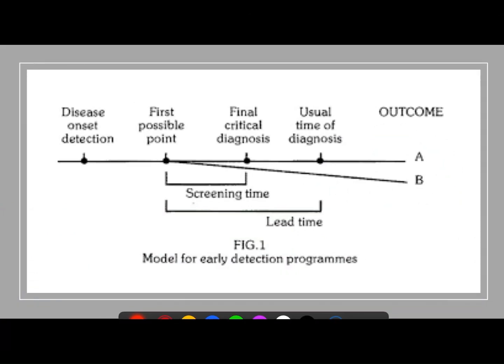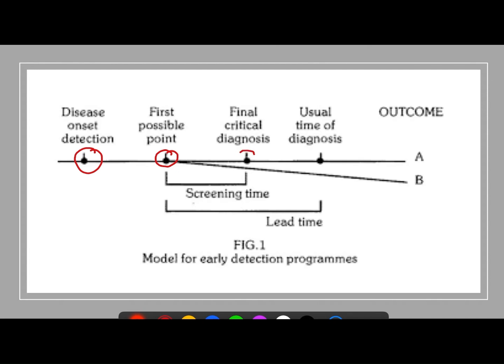So as this slide depicts the model of screening of detection of various diseases, there are 4 points which can be seen on the slide. So first is the disease onset. This is a biological onset of disease. First possible point indicate the point from which the disease can be detected.